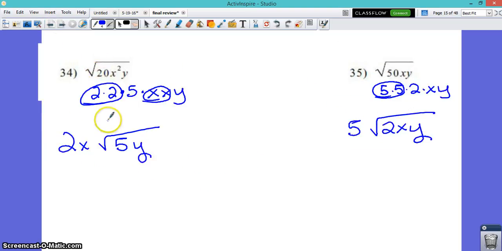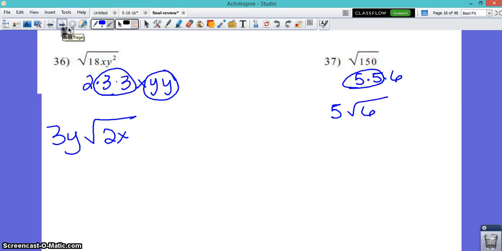34 and 35. You have a pair of 2's, pull that out, a pair of x's, pull that out, and what do you have left in the house? 5 and y. Remember, when you pull out the pairs, it only becomes 1 when it is out of the house. So here you have a pair of 5's. You pull that out. What do you have left? 2xy inside.